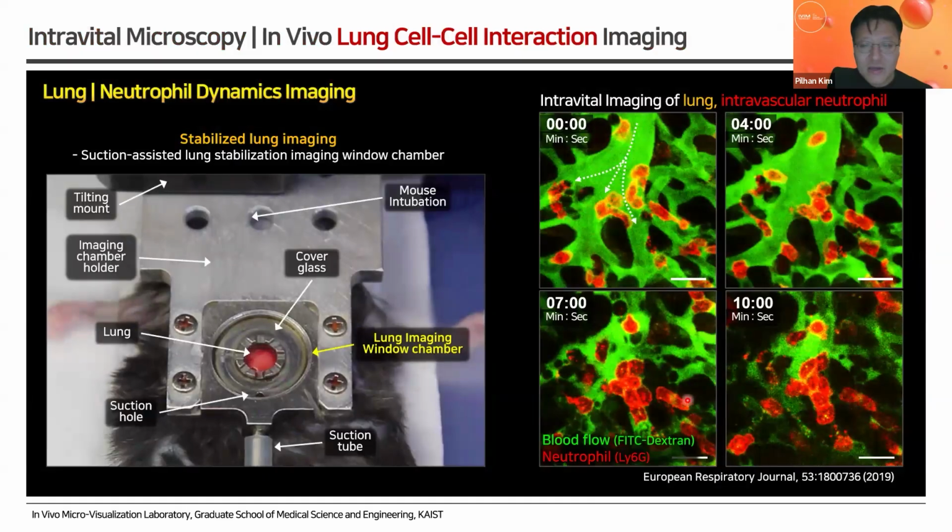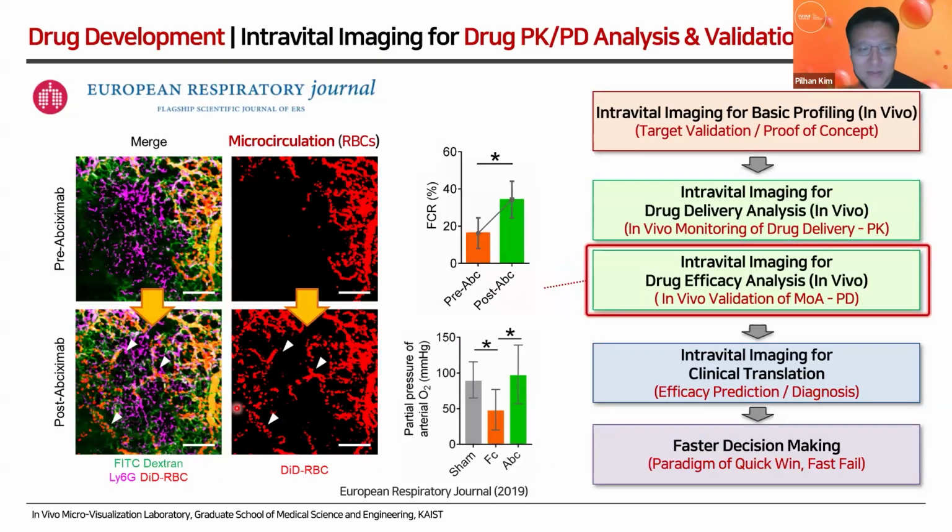Okay, and then let me recap this data. I already explained to you that this neutrophil is the major cause of the microcirculation disturbance in this lung injury model. So this neutrophil can be our target. To make a long story short, we screened several potential targets, and we found one drug called abciximab. And here, this red color is actually the flowing red blood cells. So basically, this is the data showing the microcirculation in the lung.